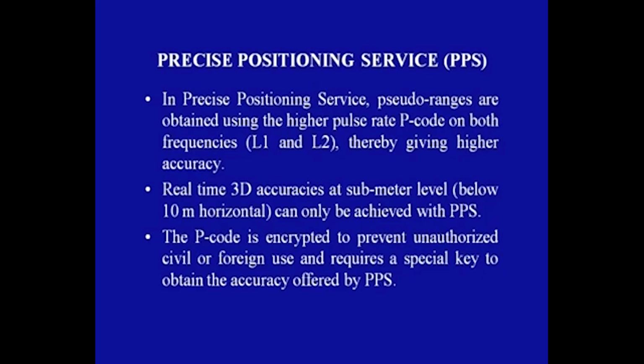The P code is encrypted to prevent unauthorized civil or foreign use and requires a special key to obtain the accuracy offered by PPS.